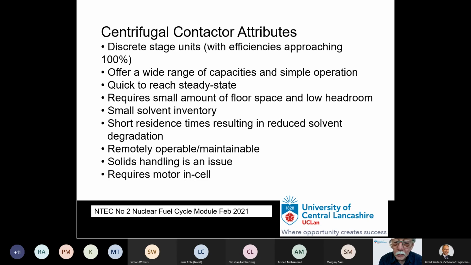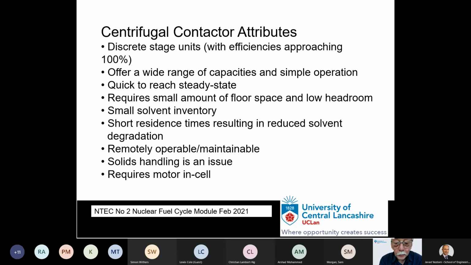Very small floor space that outperforms mixer settlers because their floor space can be significantly higher. Low headroom, as we've talked about, pulse columns and packed columns require a fairly high headroom. Small solvent inventory, another key aspect of selecting your contactors. Okay, short residence time, resulting in reduced solvent degradation, which we will talk about in the reprocessing lecture later in the week, I don't think it's this afternoon, it's on Wednesday.